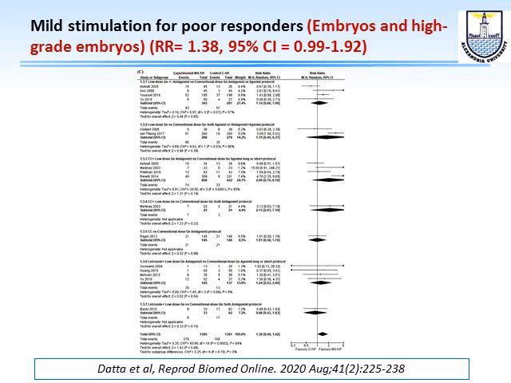As you can see, the confidence interval is just reaching significance, 0.99 to 1.92. So maybe if you increase the numbers, we will get a better answer. So it seems that mild stimulation compared to conventional stimulation in these poor responders may have a little edge, at least judging by the number and the quality of embryos you obtain.